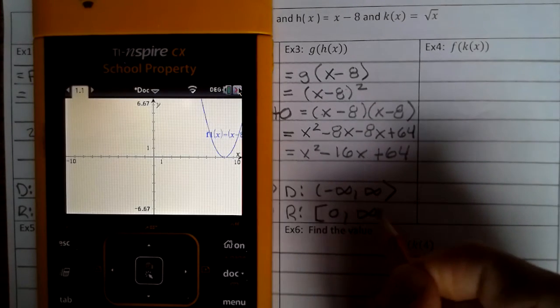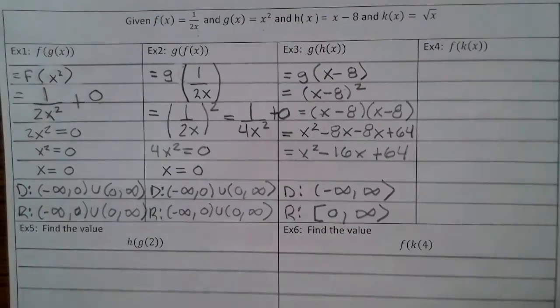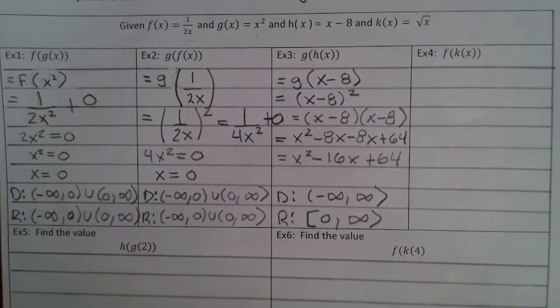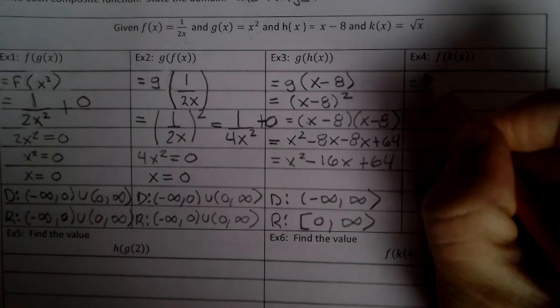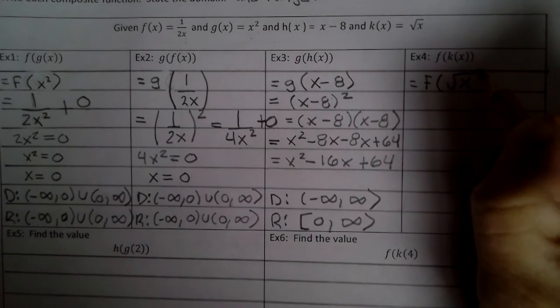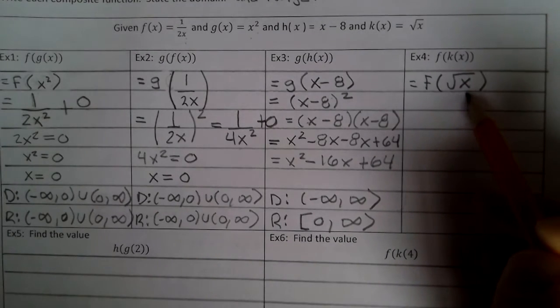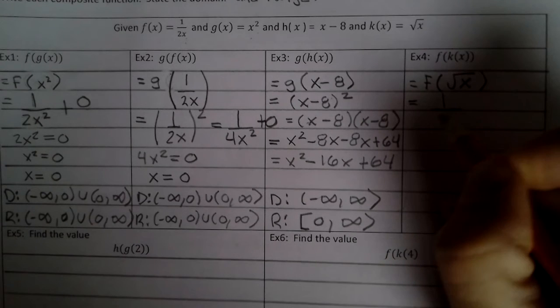All right, let's take a look at example 4. All right, so we're doing f of k of x. So that's f of k of x where k of x is the square root of x. So we're plugging the square root of x into f. So that's 1 divided by 2 times the square root of x.